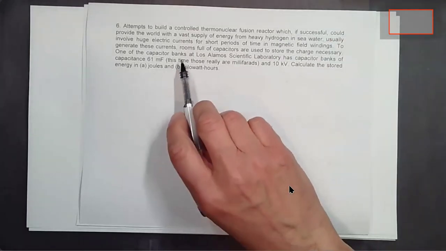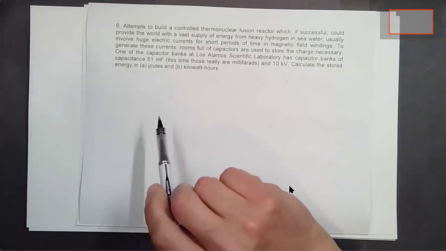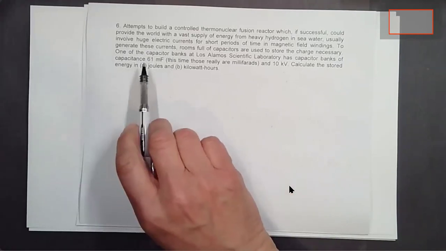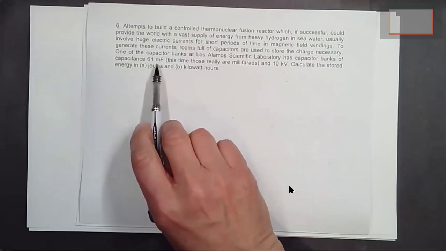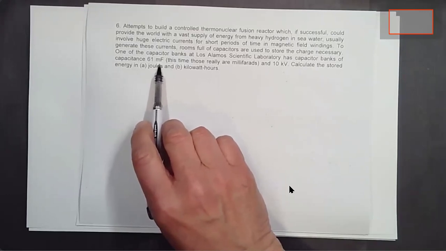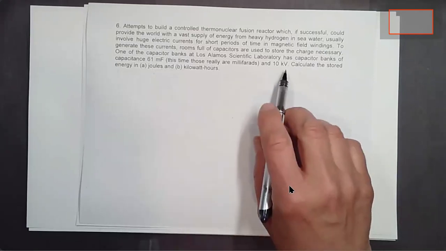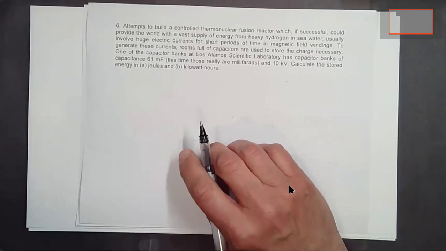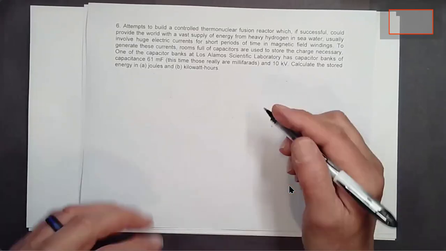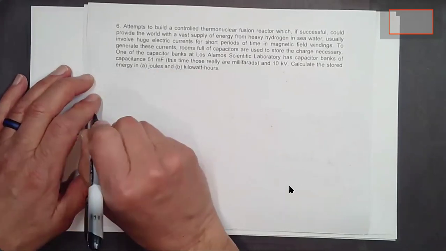One of the capacitor banks at Los Alamos Scientific Laboratory has a capacitance of 61 millifarads. Usually they don't use millifarads, but in this case they do, and it's charged at 10 kilovolts. That's 10,000 volts, so that's quite a bit. So how much stored energy is in there, first in joules and then in kilowatt hours?